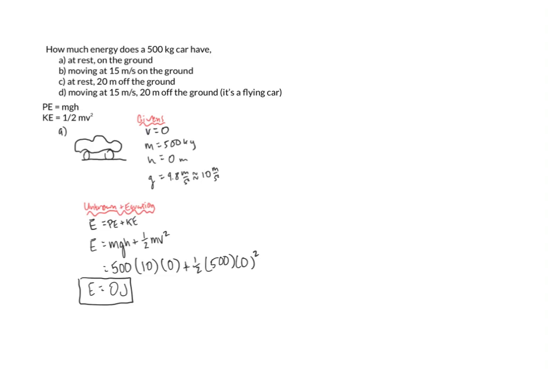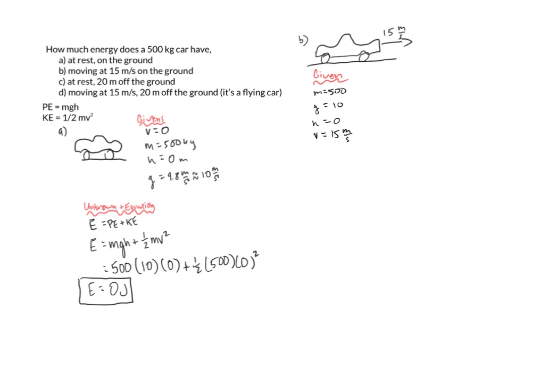Now we're going to move forward to part B, in which our car is moving and is going at 15 meters per second. It is still, however, on the ground. So let's go ahead and draw that out. So here's our car on the ground, and it is going at 15 meters per second. Let's go ahead and write out our givens. Our mass is still 500, little g is still going to be 10, h will still be 0, but now v is 15 meters per second.